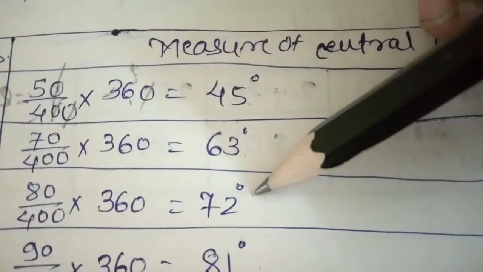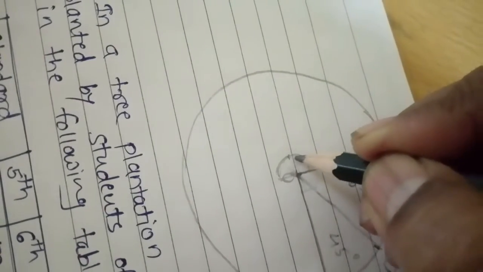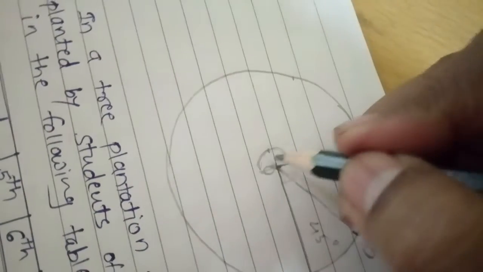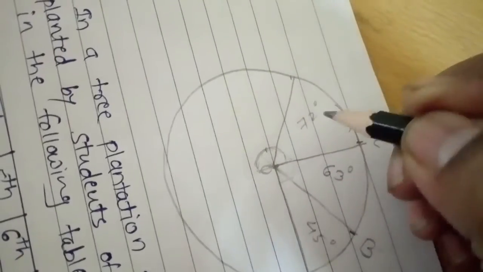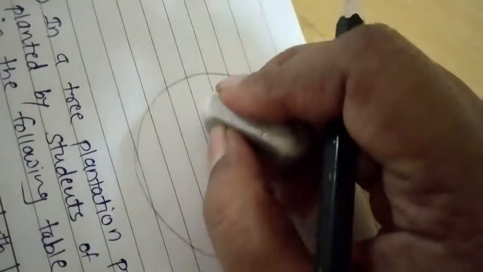Now see the next angle. The next angle is of 72 degree. Again it is an acute angle. So the 72 is here, and just draw the line. It is 72. Remember that you have to draw it with the protractor, not with the hand like me.